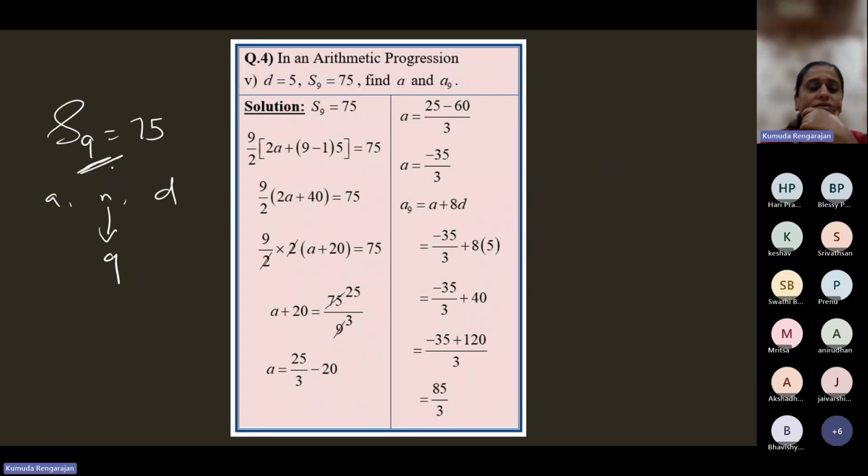Because S9, so n is 9. d is given, 5. So when you write the formula and equate it to 75, you can find the value of a.